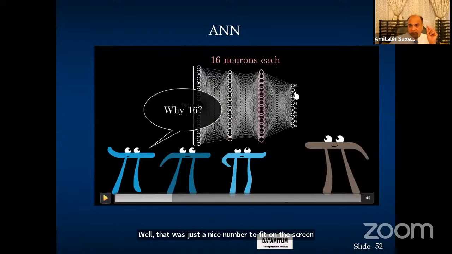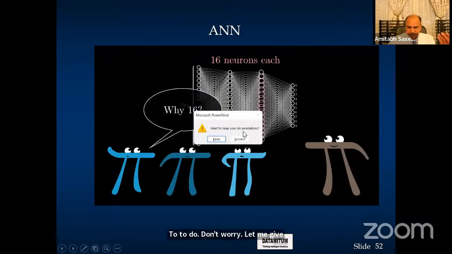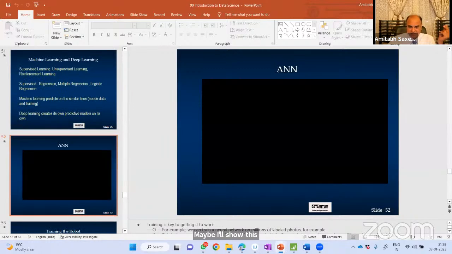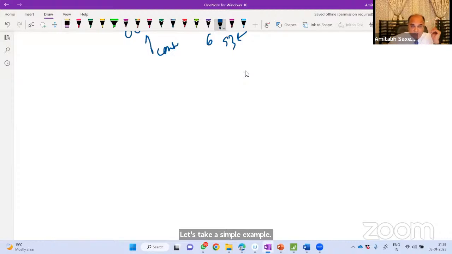Okay, for some of the beginners, it might be looking a little confusing. So don't worry. Let me give a simple example first. Maybe I'll show this again, because some of you, those who are especially totally new. Okay. Let's take a simple example. Let's say that I want to make an agent which can predict whether the person who's entering a shop or a retail store is going to buy or not buy.